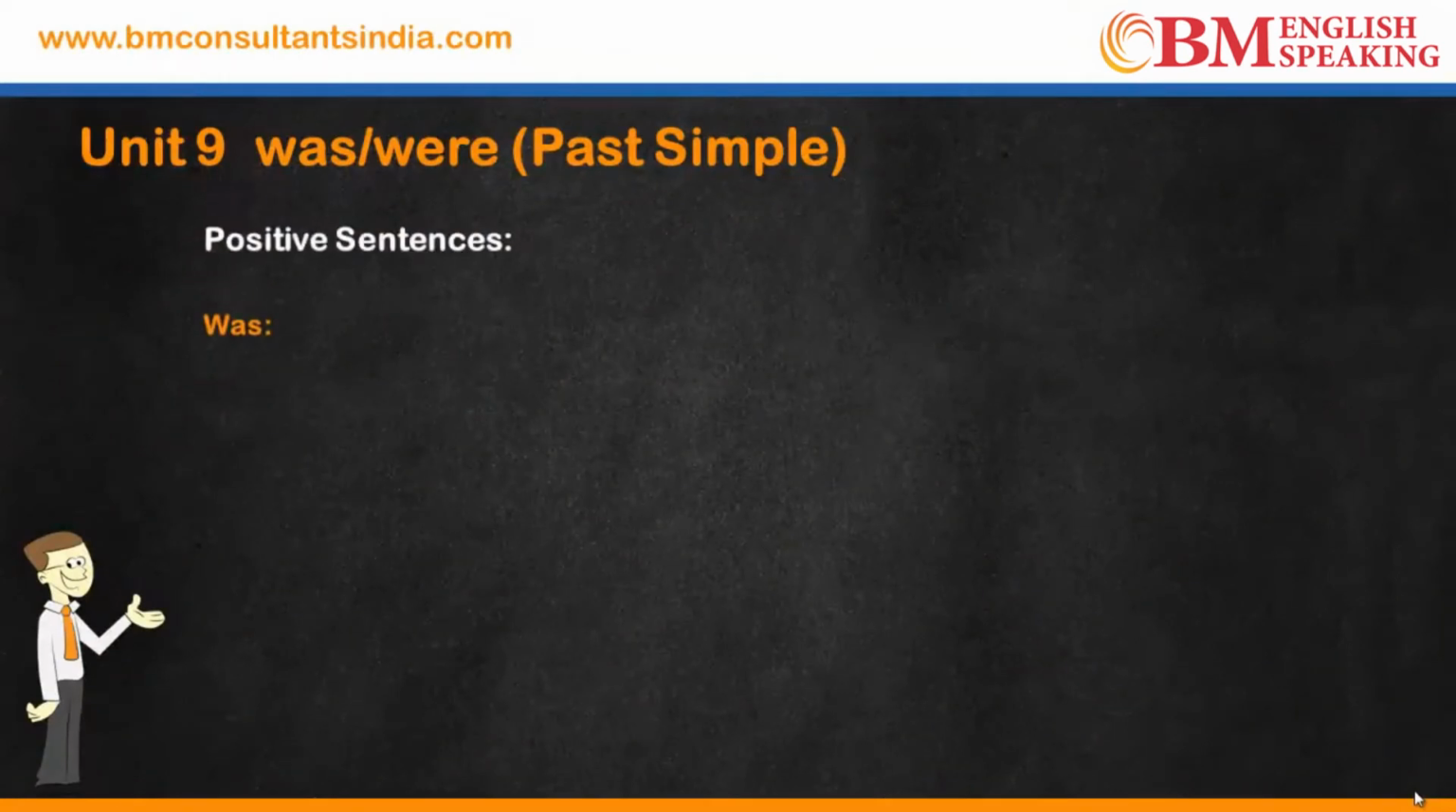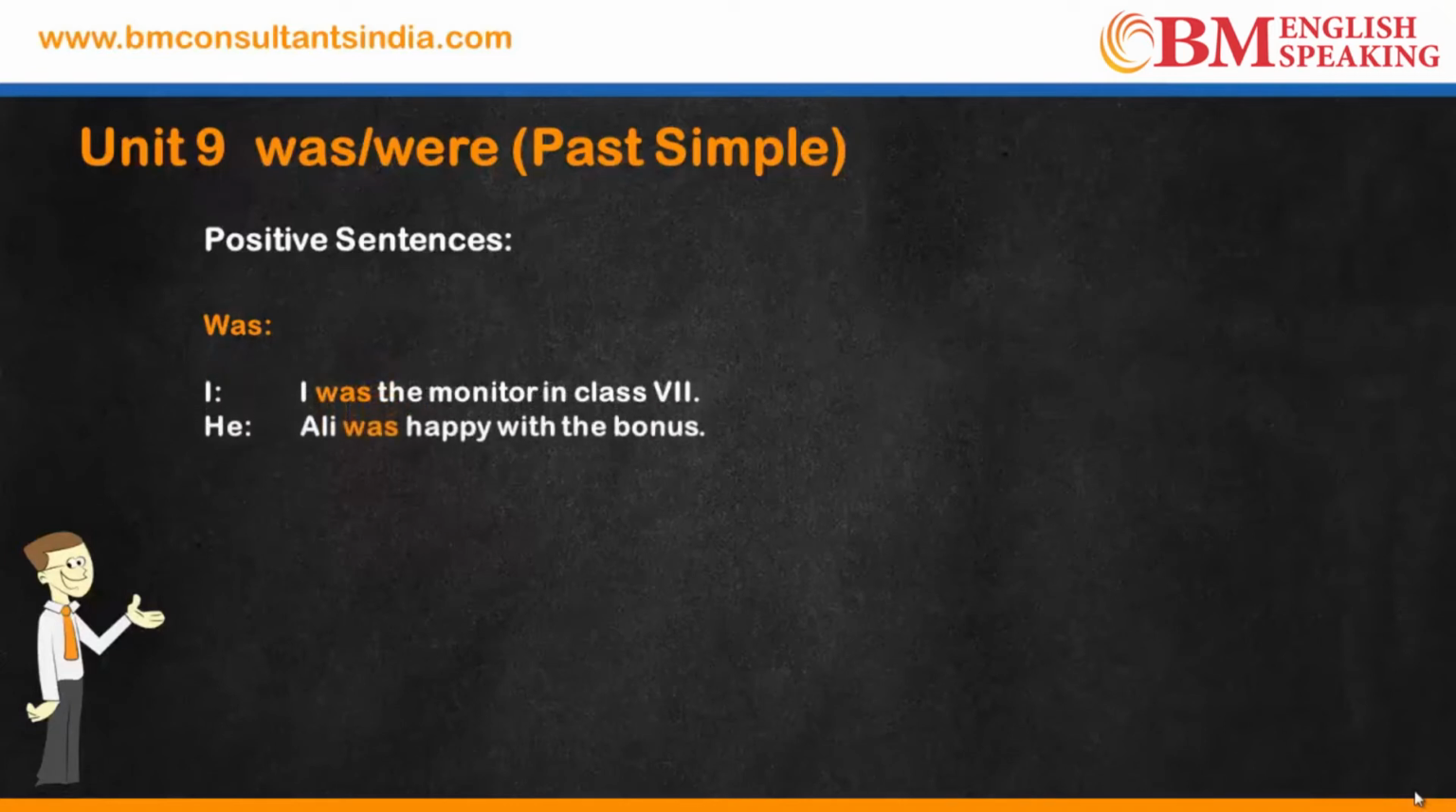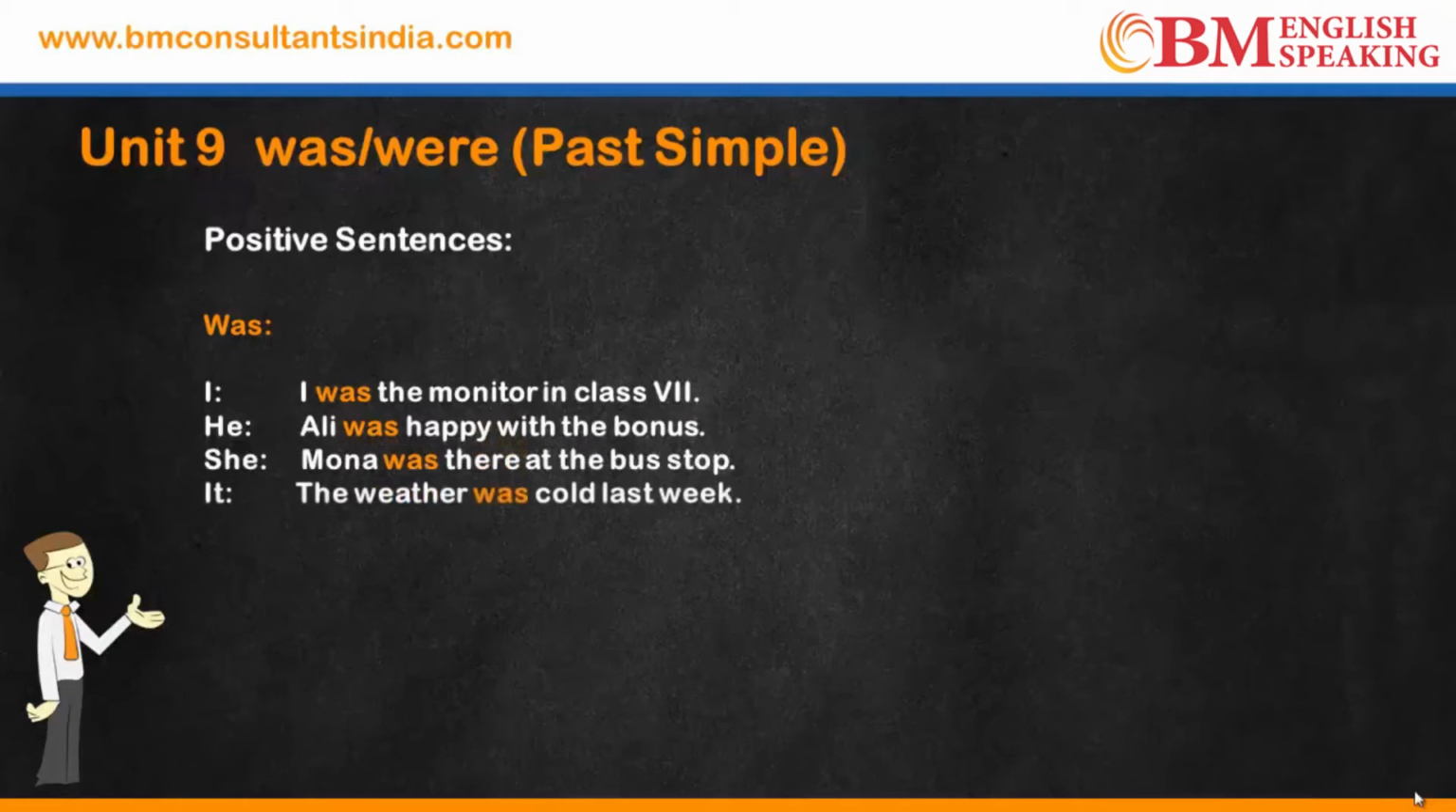Positive sentences. With I we use was. I was the monitor in class 7th. Ali was happy with the bonus. Mona was there at the bus stop. Mona वहाँ bus stop पर थी. In place of Mona, the pronoun that we use is she. With she we use was. She was there at the bus stop. It. The weather was cold last week. It was cold last week.